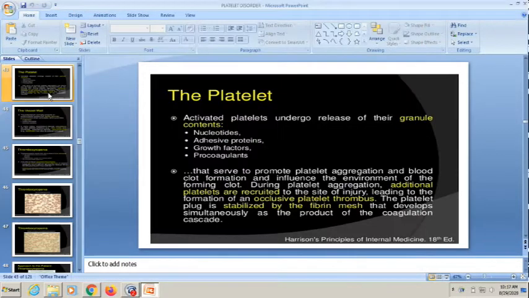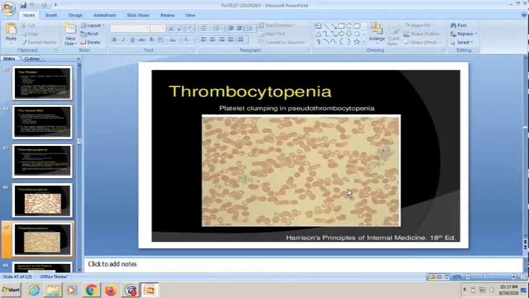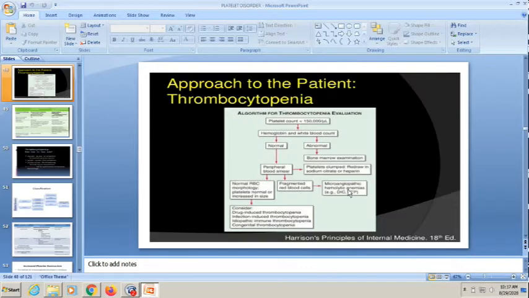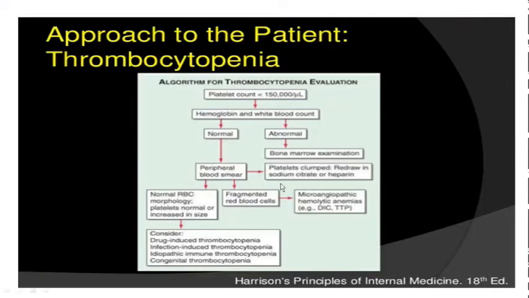So we talked about platelet functions and thrombocytopenia, and we'll take up from there. So, how to approach patients with thrombocytopenia. Basically, thrombocytopenia is when you find a platelet count less than 1.5 lakhs per microliter.